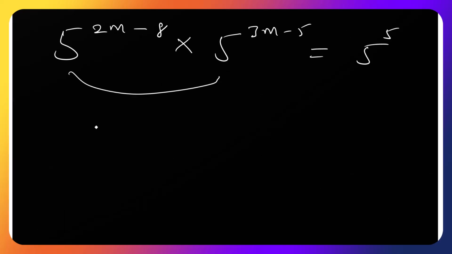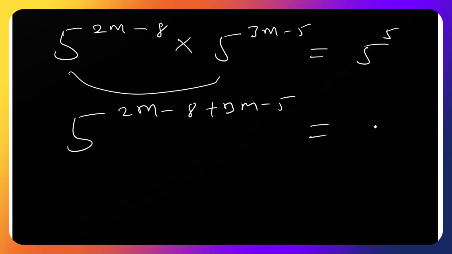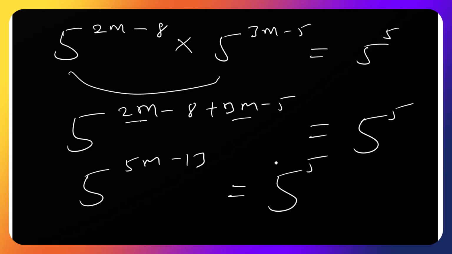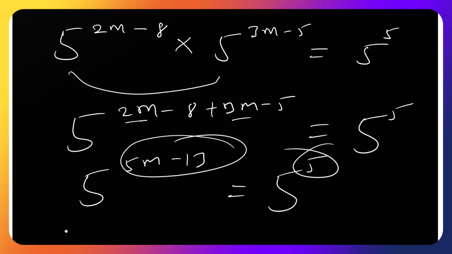So lots of indices, we add the powers. 2m minus 8 plus 3m minus 5. So that will be 3 with 3, that will be 5m minus 8 minus 5, minus 13. Okay, so this one equals this 5m minus 13. 5m minus 13 equals 5.